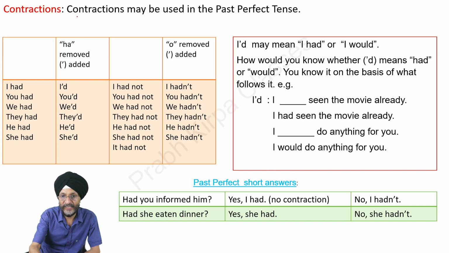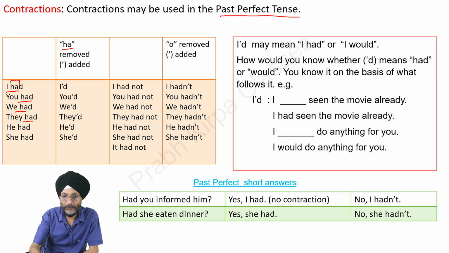Then there are certain contractions which may be used in past perfect tense. Here you will see I had, you had, we had, they had. In this case, we have removed HA, and in the place of HA, we have added an apostrophe. And I had becomes I'd, you had becomes you'd, we had becomes we'd, they had becomes they'd, he had becomes he'd, she had becomes she'd.